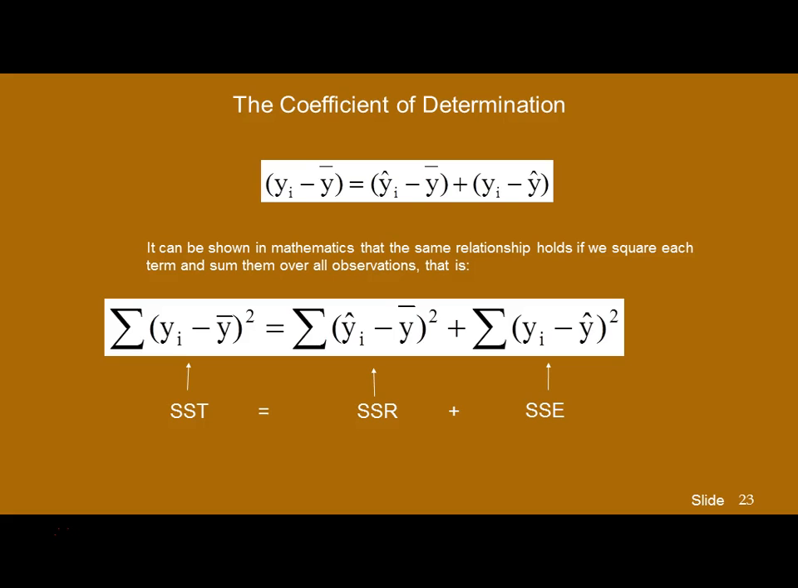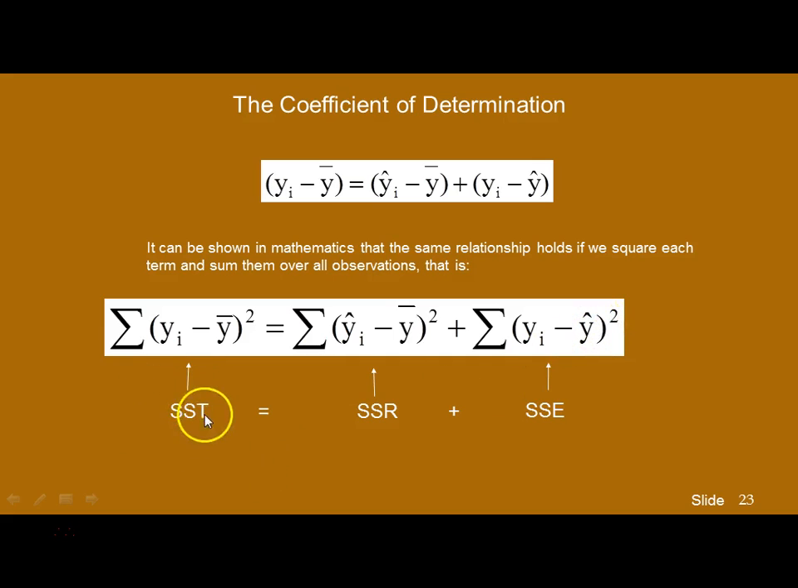I know, it's very easy to get all the y's confused here. It can be shown in mathematics that this same relationship holds if we square all of these terms and sum them over all n observations, in which case we have the equation down here. Summation y minus y bar squared is equal to summation y hat minus y bar squared plus the sum of yi minus y hat squared.